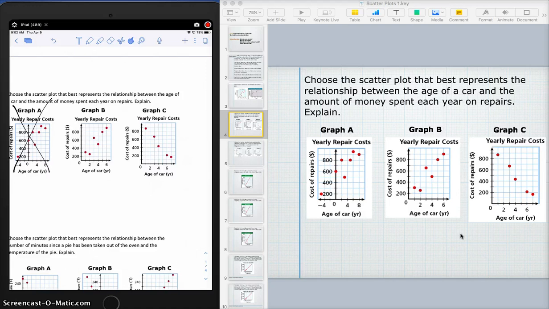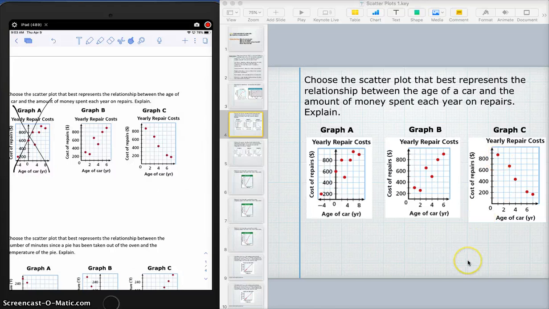Are you going to have to pay a lot of money to maintain that car in the first couple years? Hopefully not, because everything should be running smooth. Remember, it's a brand new car. Everything should be good to go. Nothing should be wearing out right away. So your maintenance costs should be pretty low if you had a brand new car, okay? So here we have low costs, but here for the first few years we have really high costs.